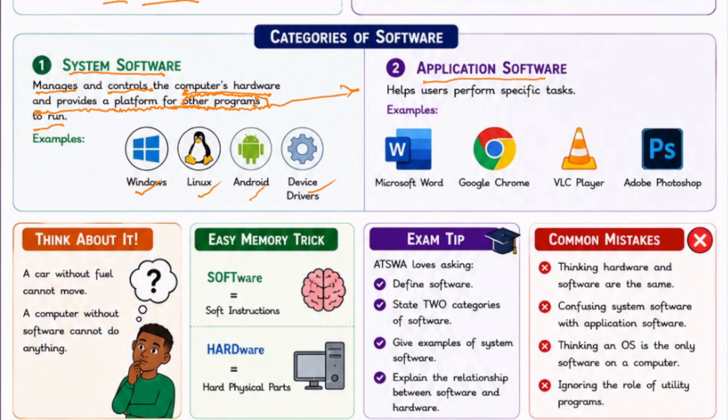Apple iOS, and we have a lot of them. But these are the common ones. Now, what is application software? Application software helps users perform specific tasks.